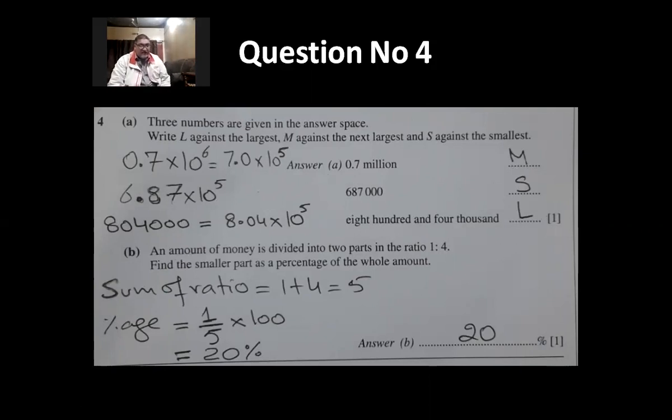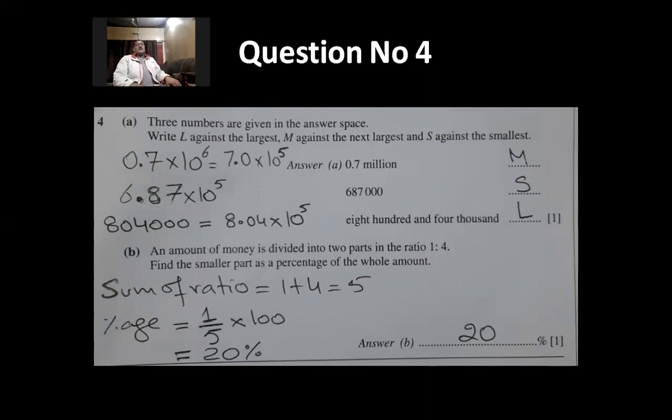And the next question is, an amount of money is divided into two parts in the ratio of 1:4. Find the smaller part as a percentage of the whole amount. First of all, I will find the sum of the ratio. The sum of the ratio will be 1 plus 4, that will be 5. The smaller part is 1 out of 5. So how much will it be out of 100? So 1 by 5 multiplied by 100 will give you 20%. So the smaller part as a percentage of the whole amount will be 20%.